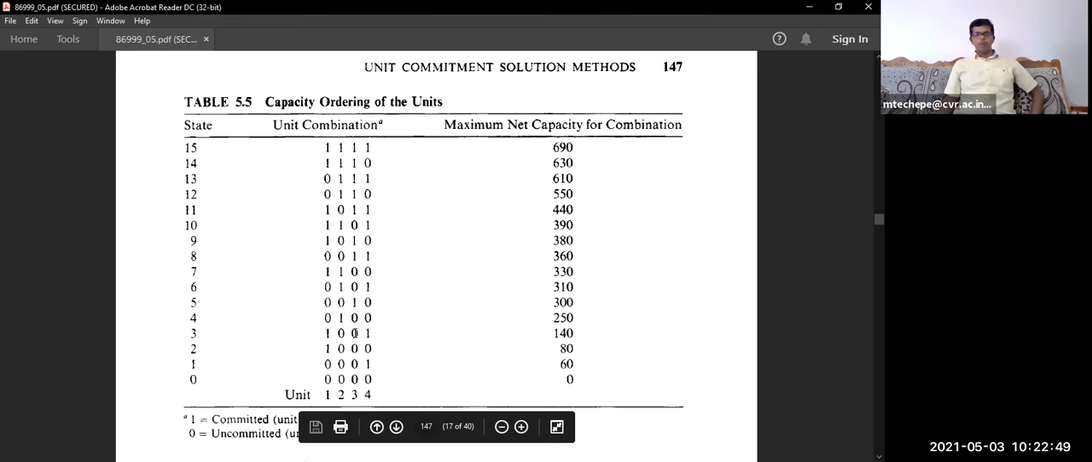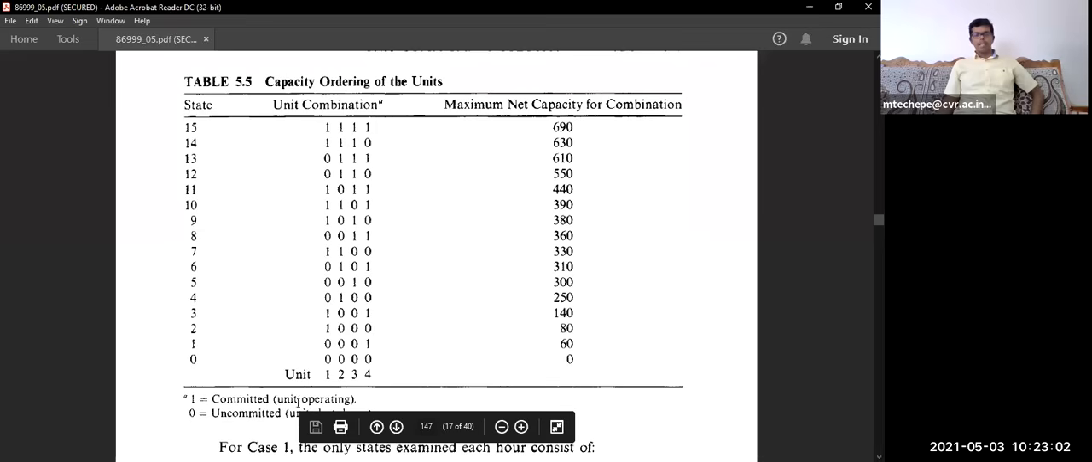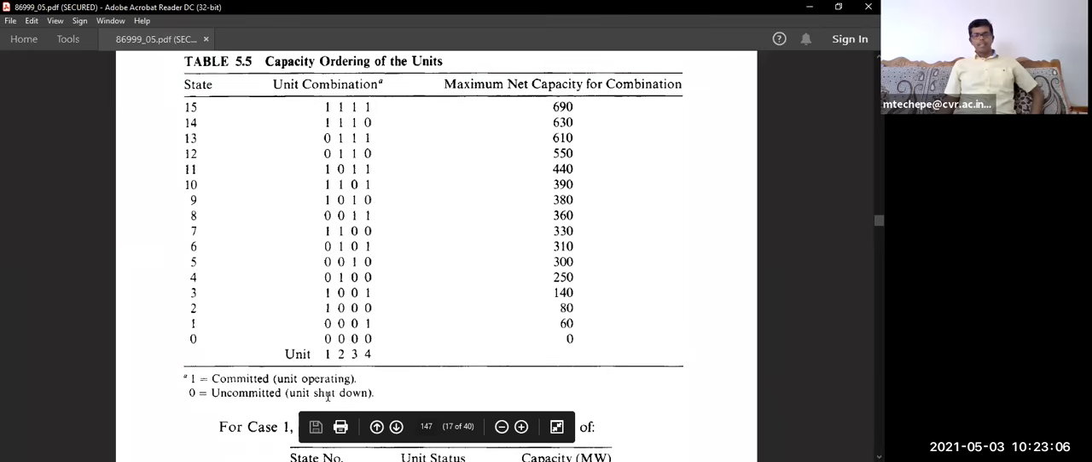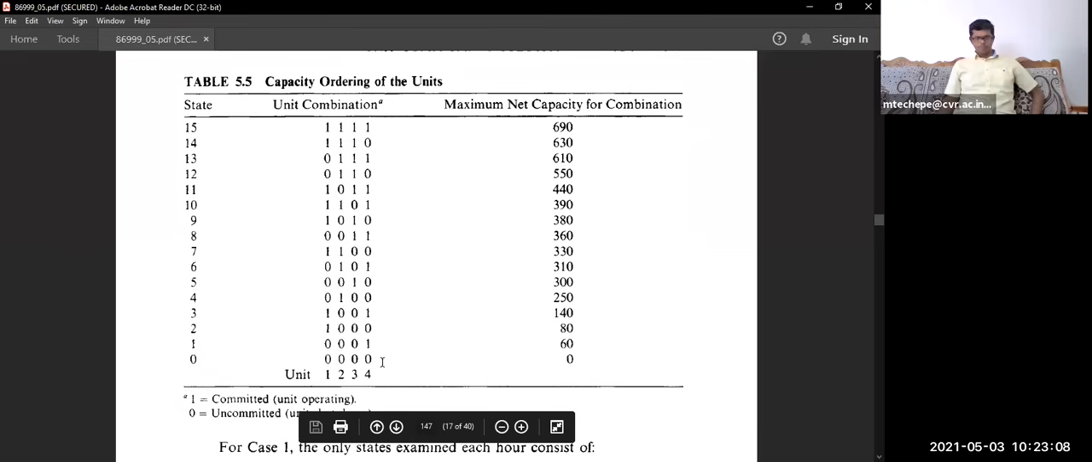So if you go for a two-unit combination, one is nothing but on and zero is nothing but off, for easy understanding. One is nothing but a committed generating unit operating. Zero is nothing but an uncommitted generating unit, that is, unit shutdown. Like that, the third generating unit, and the first and fourth generating units.